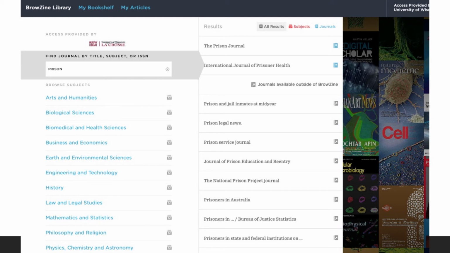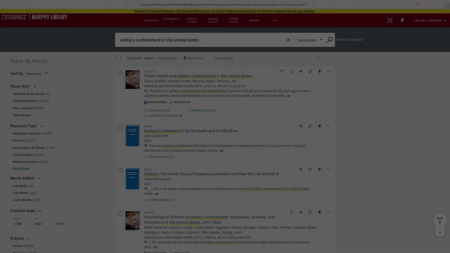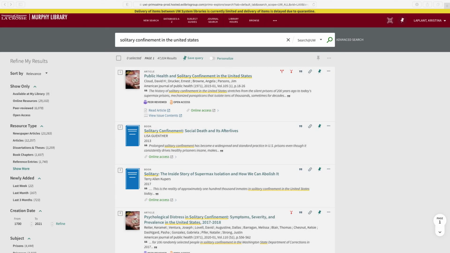So that's part of the homework journal, just finding journals that you think will be helpful in writing your research paper. And then the second part of the homework journal has you list specific articles from those journals and write out those full citations. So let's say that we've got a little bit stronger idea of what exactly we want to write our research paper on. Say we want to write about solitary confinement in the United States.